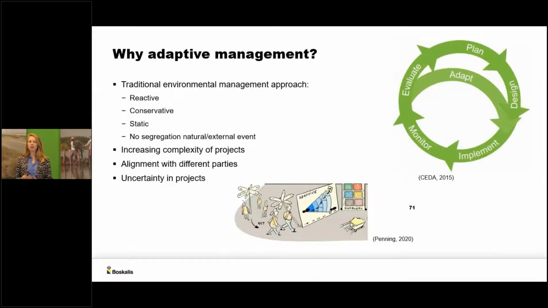So why would we actually use adaptive management in our environmental management of dredging projects? Traditionally, the environmental management approach was more reactive, kind of conservative, because we didn't know that much, so limits were set often too conservative, very strict. The frameworks were set statically, so no changes allowed during the works, and it was very difficult to segregate between naturally occurring events and external events. Nowadays we see that projects are becoming more and more complex, with a lot of parties involved, and as Alice mentioned before, uncertainties remain. So this requires a management approach that is adaptive.